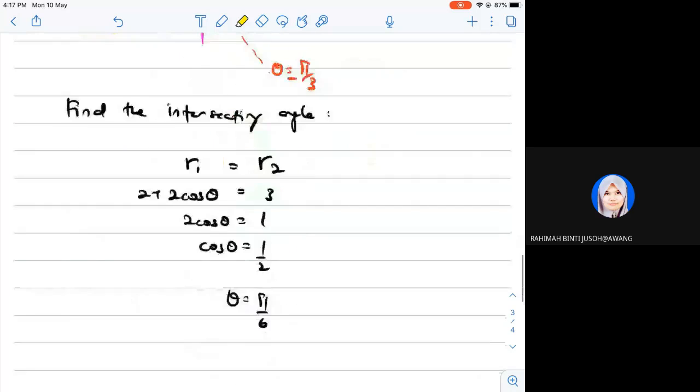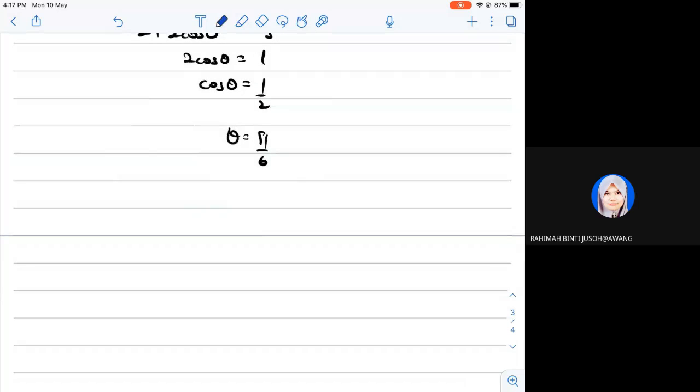So we get half. When it is half, I have to multiply by 2. I have to multiply by 2 to find the area, because I considered only half of the region earlier. So multiply by, this is the formula, half from 0 until pi over 3.